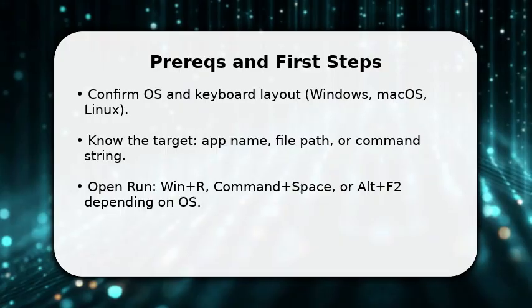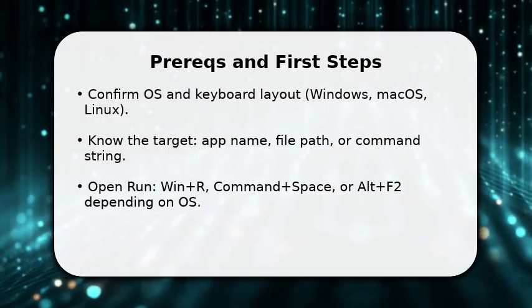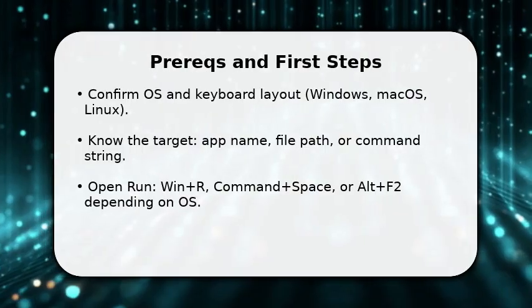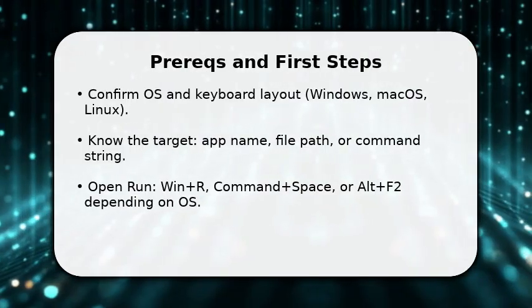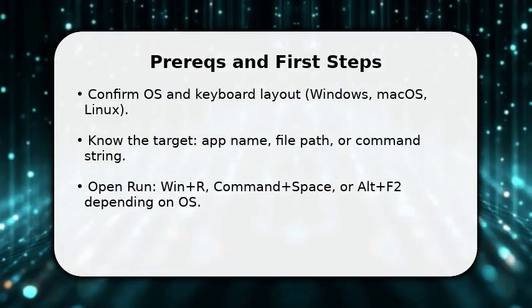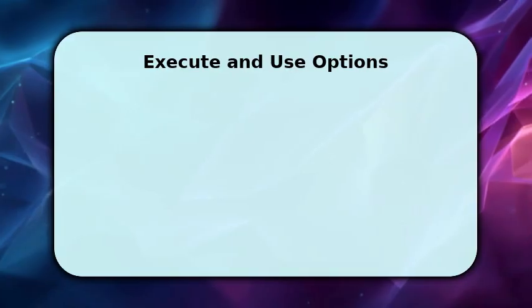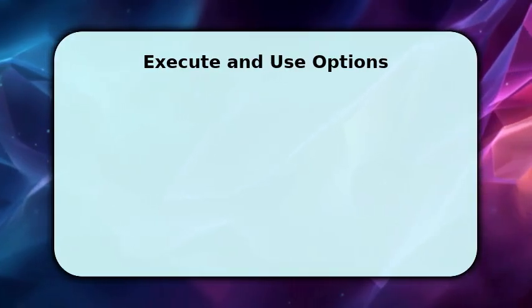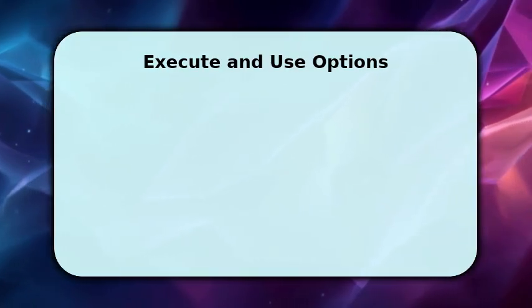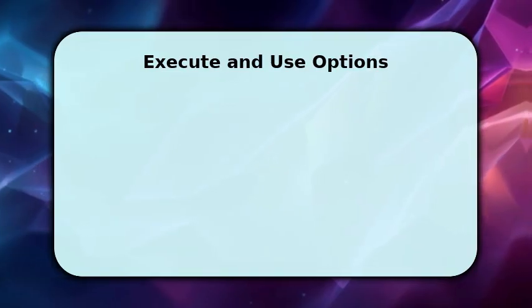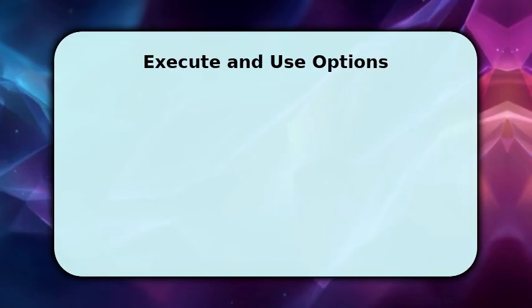Small typos stop execution. You want a quick launch, so prefer executable names for common apps and full paths for scripts. This sets you up to execute with confidence and minimal friction. Now execute the command with any needed options. You should include flags or arguments, like app.exe /safe or script.sh -v, because they change behavior.